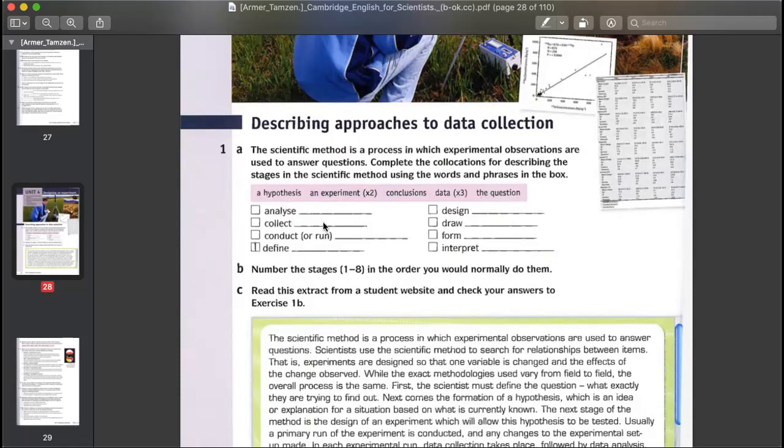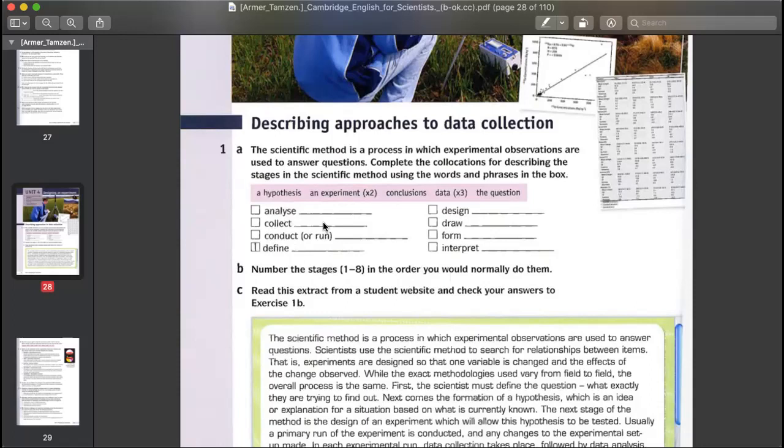This exercise I will do it with you, because I need to explain some points related to it. First of all, you will fill in the blanks. We have, for example, analyze, collect, conduct or run, define, design, draw, form, and interpret, the last one.